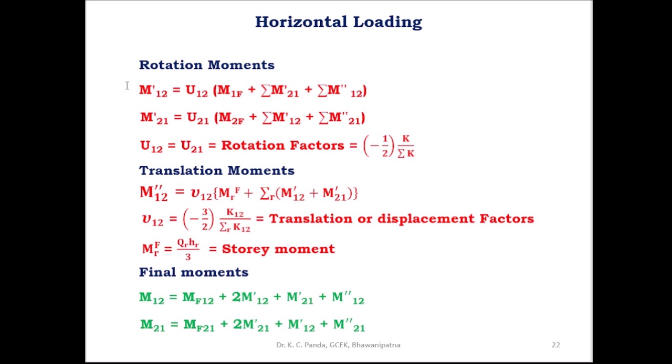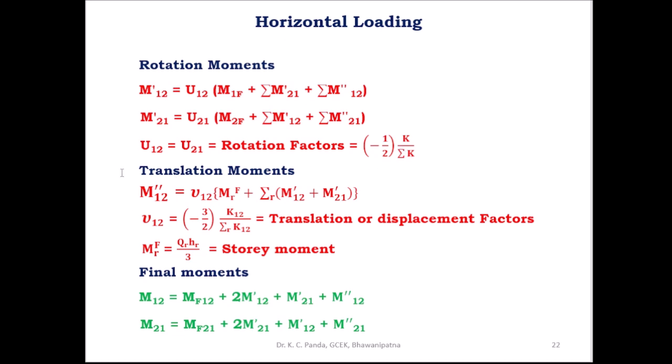So the rotation moment that you can find out, M dash 12 is equal to U12 M1F plus summation of M dash 21 plus summation of M double dash 12. So this is the fixed end moment of the joint, this is the far end rotation moment, and this is the translation moment of the columns which are meeting at the joint 1. And M dash 21 is equal to U21 M2F plus summation of M dash 12 plus summation of M double dash 21. So U21 is the rotation factor. So this you can find out by using this expression minus half K by summation of K.